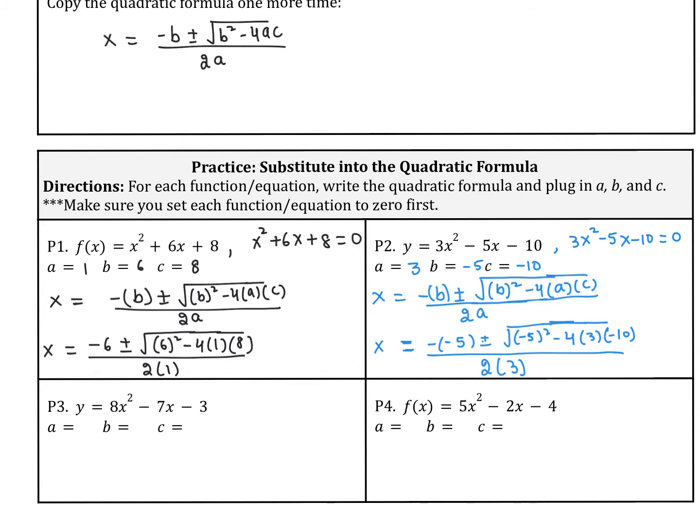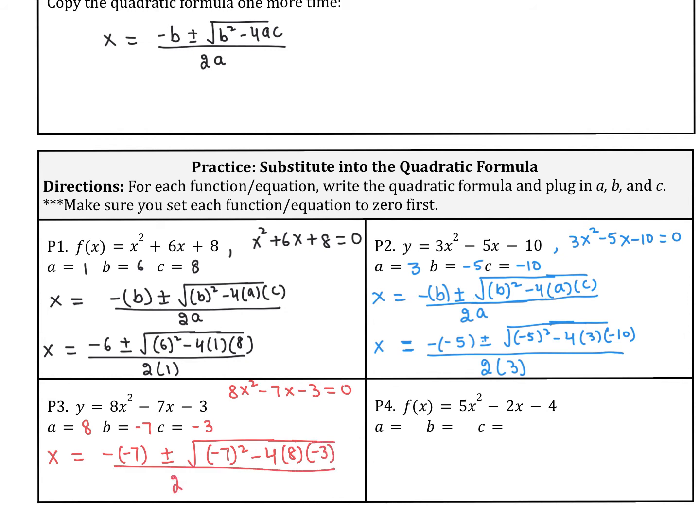Next we are going to do practice problem 3, and first of all we are going to make that equal to 0. A is 8, B is negative 7, and C is negative 3. The formula is negative b, which is negative 7, plus or minus the square root of b squared, that is negative 7 squared, minus 4ac, all over 2 times a, which is 2 times 8.